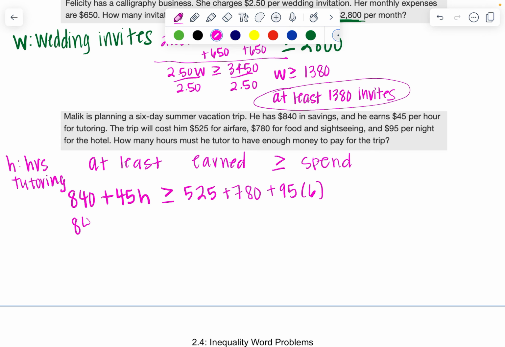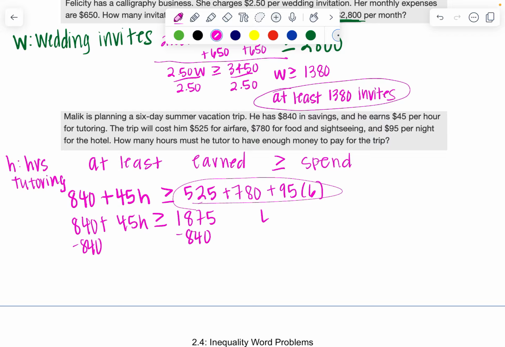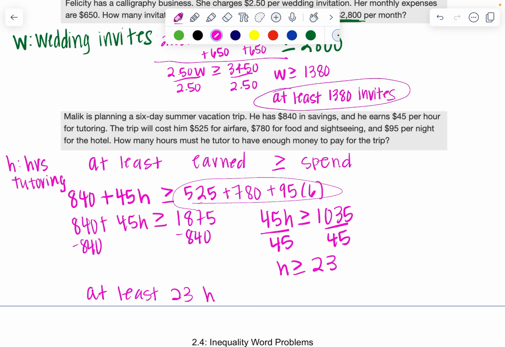So simplifying this, 840 plus 45H greater than or equal to 1,875. If I added all these together, I would get 1,875. So take away 840 from both sides, 45H greater than or equal to 1,035. And then dividing by 45, H is greater than or equal to 23. So at least 23 hours.